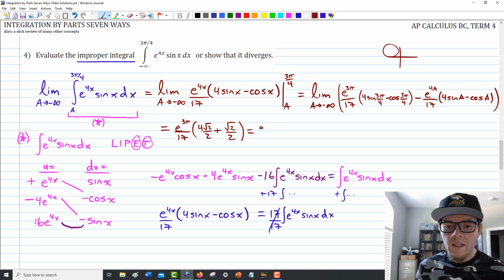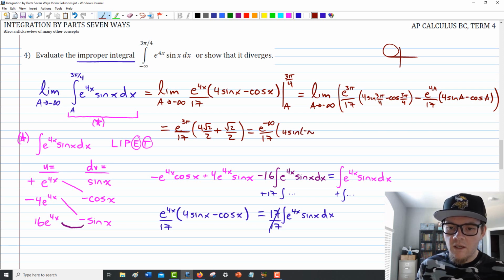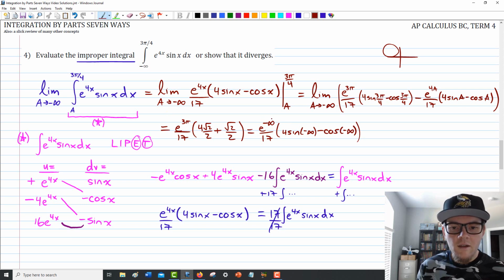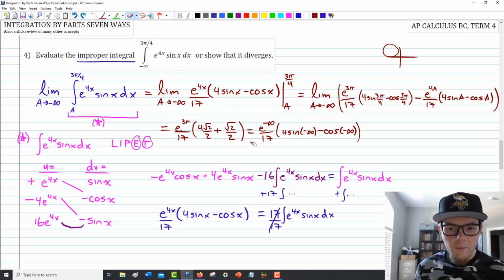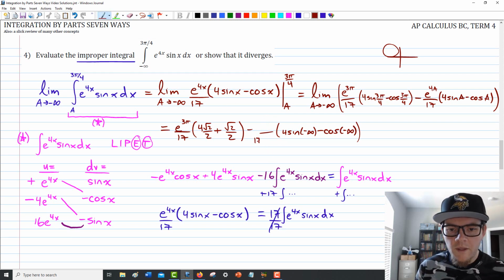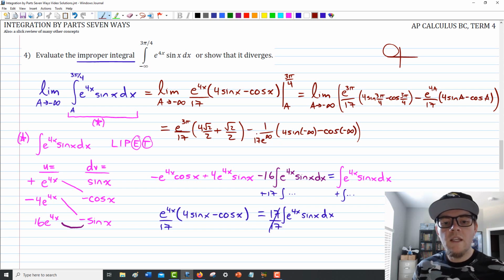On the next one, we're going to get e to the negative infinity over 17 times 4 sine of negative infinity minus cosine of negative infinity. Now, as I said, this isn't ideal, this isn't our favorite expression in the world, but the nice thing here comes from our first term. If I rewrite this expression with no negative exponent, we'll get 1 over 17 e to the infinity. And the important thing to note here is that 1 over e to the infinity is the same thing as 1 over infinity, which makes this 0. So in fact, this first piece becomes 0, which makes this entire thing 0.